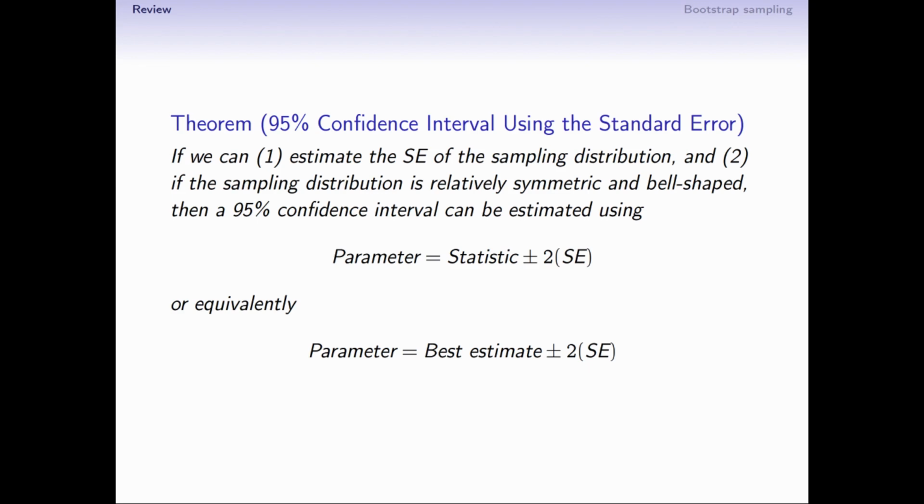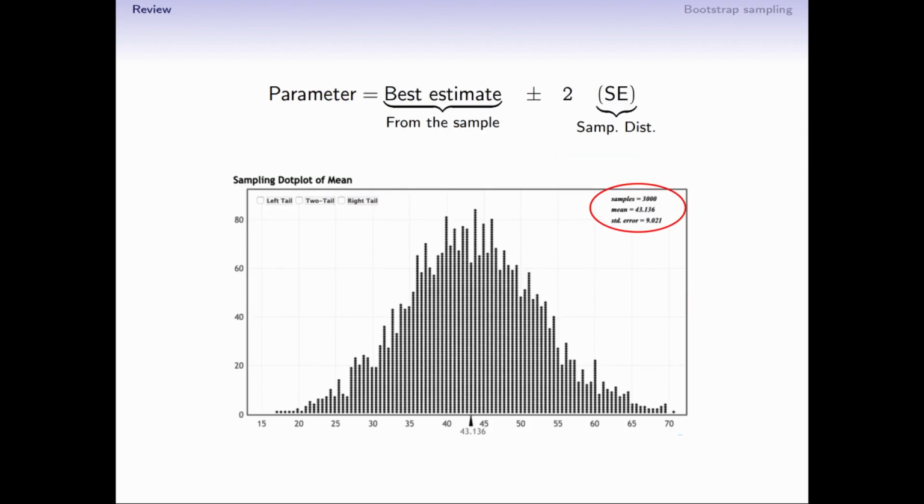Now, let's think about the problem that's inherent in trying to work with this formula. In order to compute a confidence interval to estimate a parameter, we really need two pieces of information. We need the best estimate, and we need the standard error. Now let's think about the sources of those pieces of information. The best estimate can be obtained just from the sample. We compute the statistic from the sample that we've retrieved.